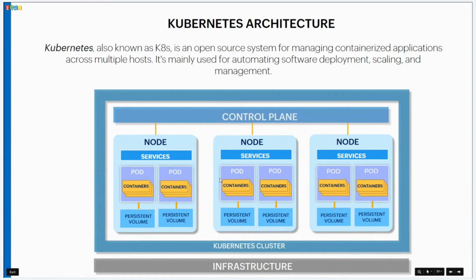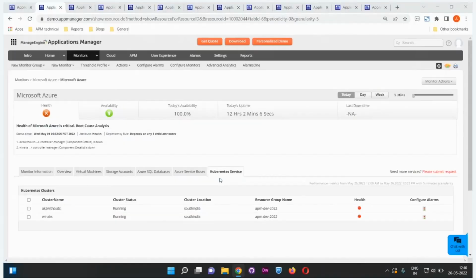And a service is an abstract way to expose an application running on a set of pods. And the deployment is responsible for keeping a set of pods running. And like I said, a service is responsible for enabling the network access to a set of pods. So let me show you how you can add the Kubernetes monitor. Go to new monitor and add new monitor.